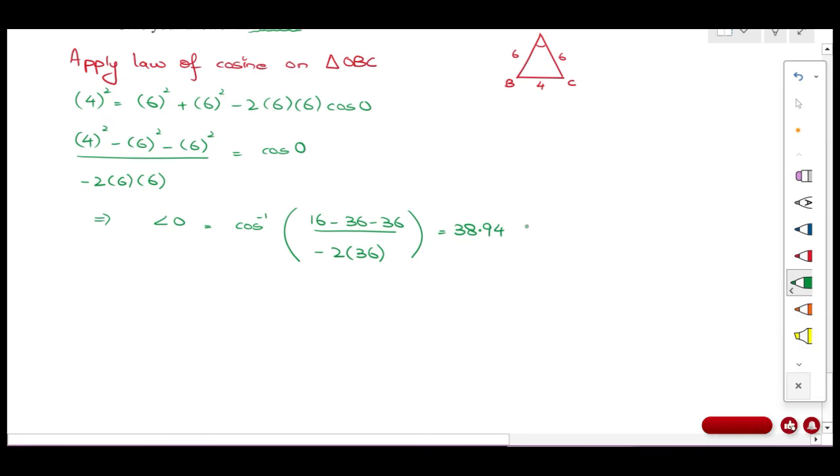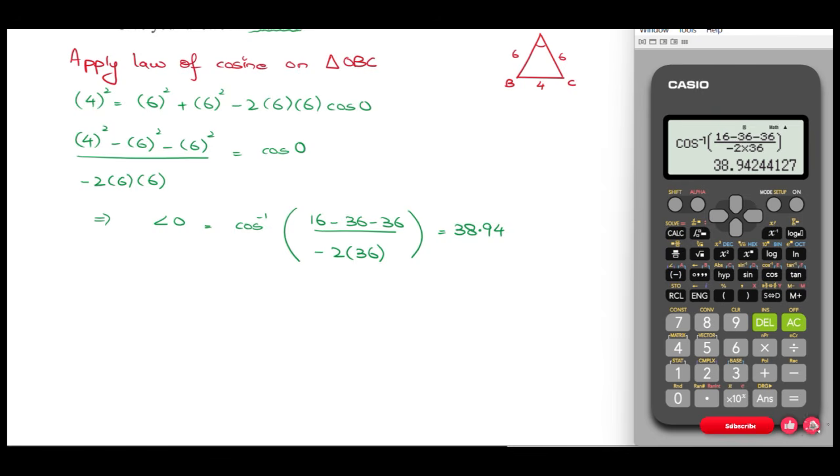So this angle is 38.94. Sorry, is this in degrees or in radians? This is in degrees. We need to figure it out in radian mode. So in order to convert it, this is degree and this is radians. Number 4, it's a radian mode. Now again doing cos inverse of (16 minus 36 minus 36, everything divided by negative 2 times 36). Now we need to solve the angle in radians.